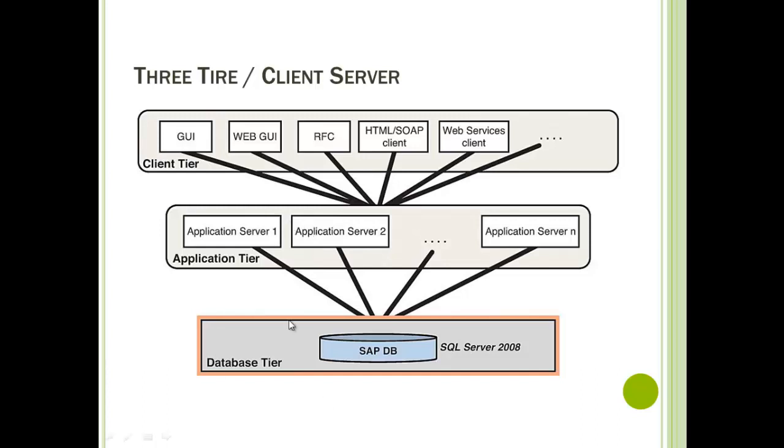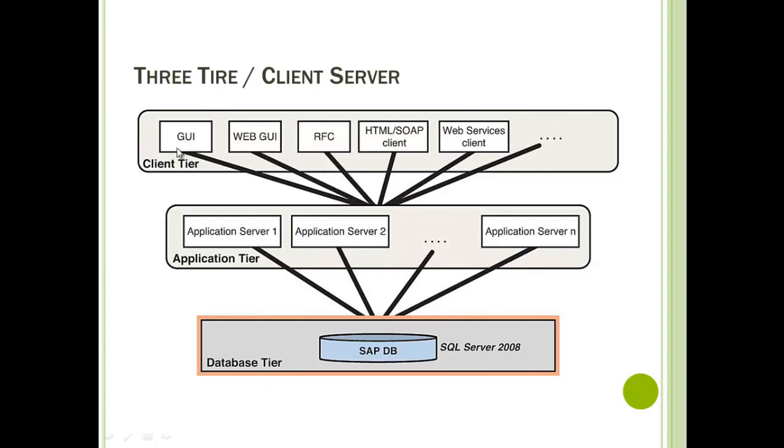And we have the database layer. The database layer is only one. You cannot have multiple database layers, so you can have only one database. All these application servers are pointing to this particular database. It can be SAP DB, which is SAP's own database, or SQL Server, or Oracle. It can be any supported database. So we have one database, and it is called by multiple application servers.